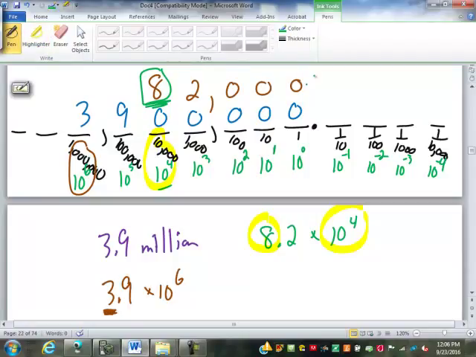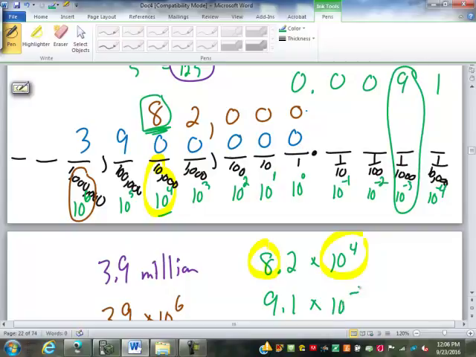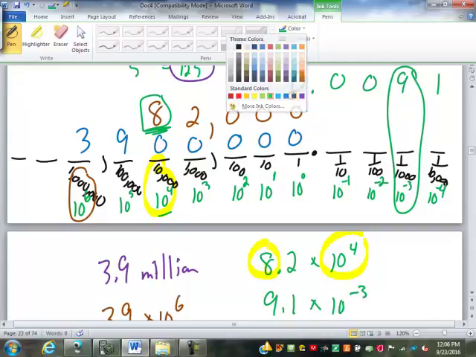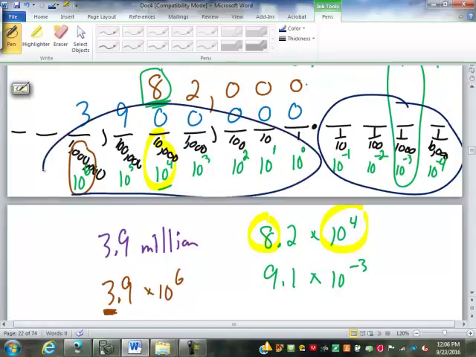If I have 0.0091, that's going to be 9.1. What place value is the 9 in? 10 to the -3. You can see that really small numbers are in the negative powers of 10, and our large numbers are in the positive powers of 10. In fact, something larger than 1 has to be in the positive power. Something smaller than 1 has to be in the negative powers.